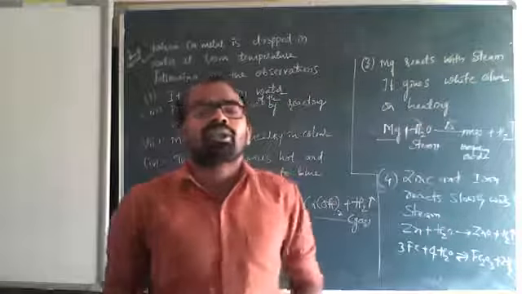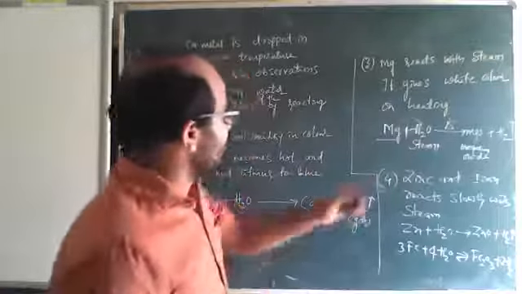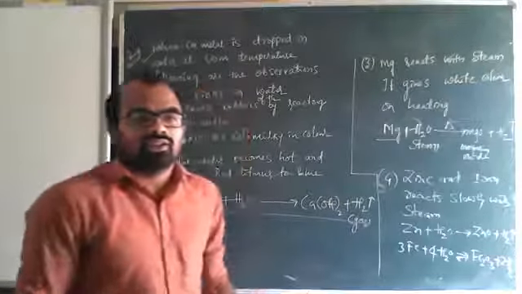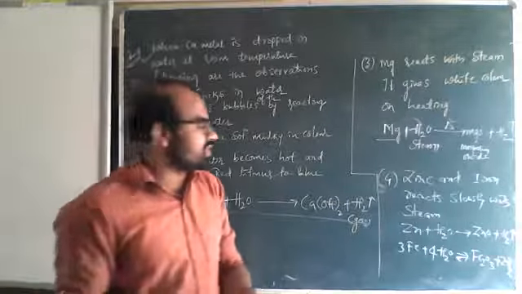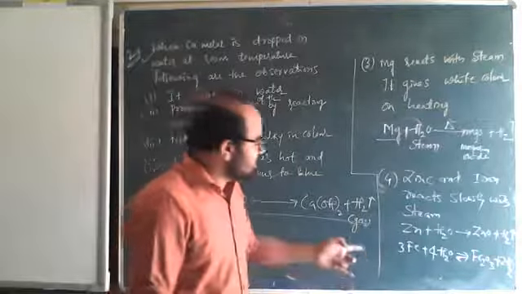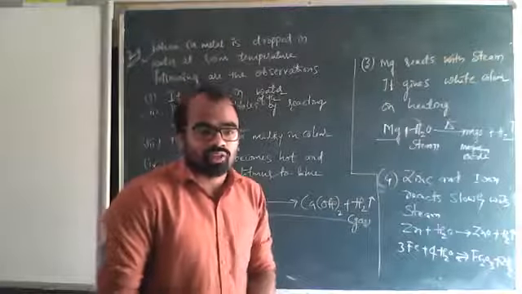Okay, so next one, zinc and iron. Zinc and iron react slowly with steam and produce zinc and iron oxides. If zinc reacts with water, it produces zinc oxide. If iron reacts with water, it produces iron oxide.